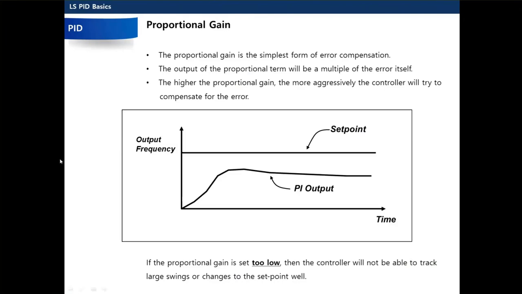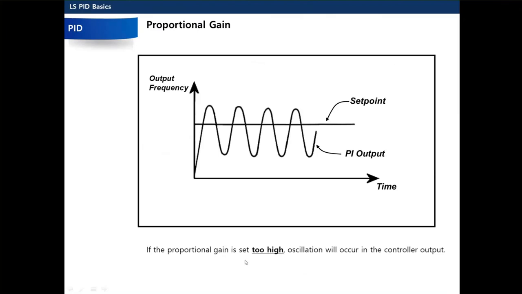It can get you. So a very similar drawing here. You see your set point, which is usually solid. Then your PI output right here. This would be a sluggish response, right? It's not even reaching our set point.